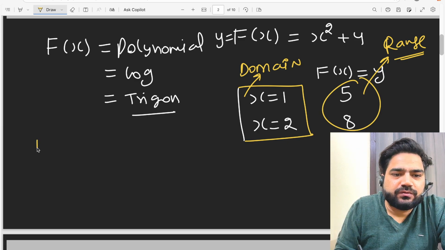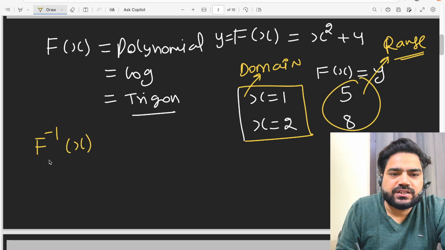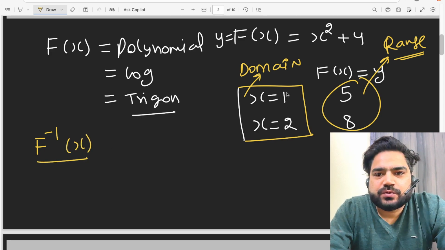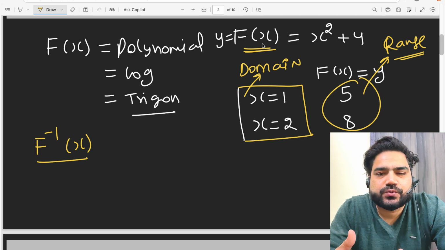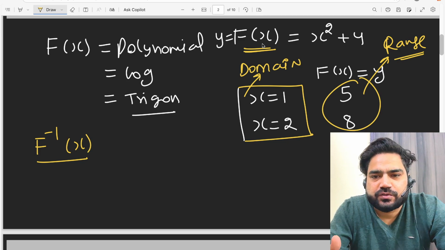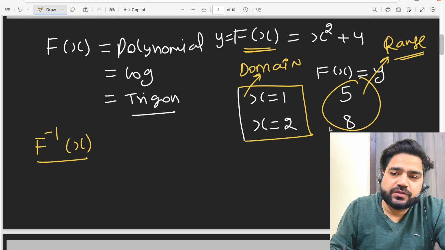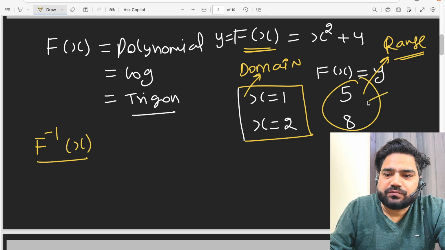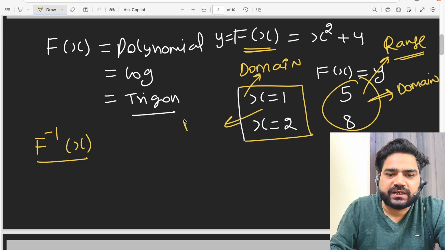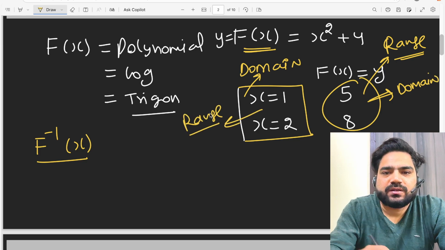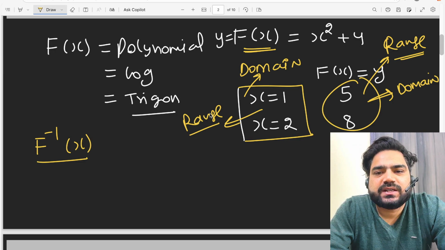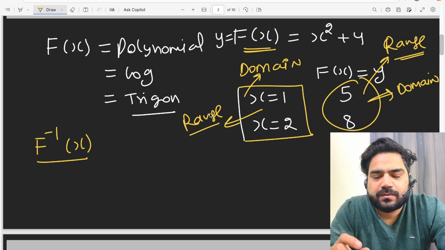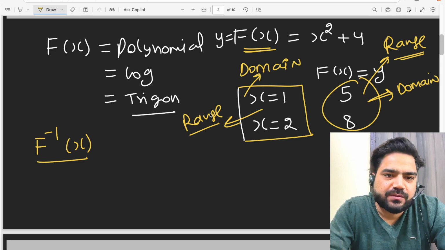But if we do the inverse of the function, then these two values get changed. Suppose we do the inverse of this function, which we will do later, and we will also show how to find the inverse of a function. So when we do the inverse of a function, this value of y will become the domain and the value of x will become the range. Means the range and domain, both values get reversed. So this is basically the inverse of a function. In the inverse of a function, the domain becomes the range and the range becomes the domain.